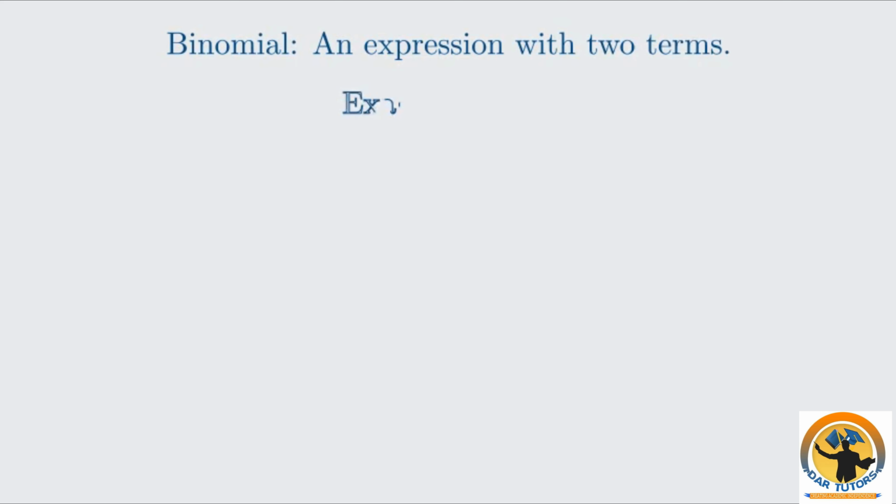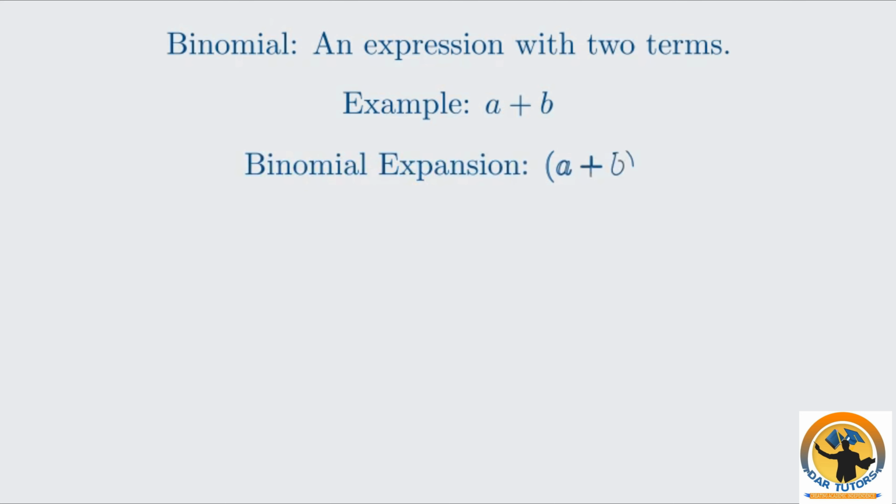A binomial is simply an algebraic expression with two terms, for example, a plus b. When we talk about a binomial expansion, we're referring to the result of raising a binomial to a power, such as a plus b to the power of n. You're likely already familiar with the simplest cases.